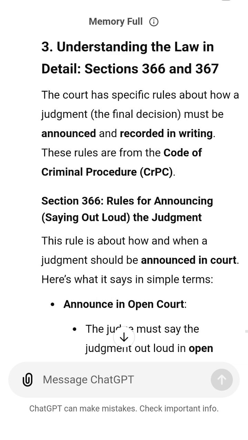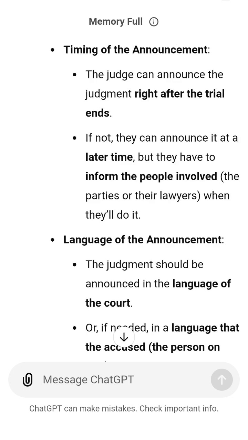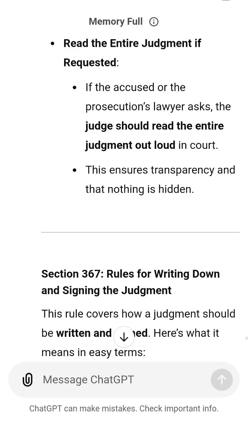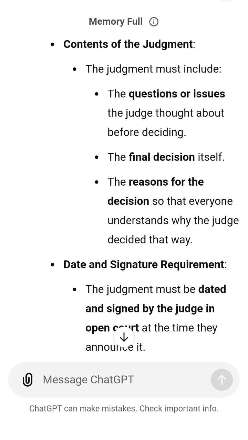5. An example to make it clearer. Imagine a teacher grading a test. 1. The teacher finishes grading the test and writes down the scores on a report. 2. School rules say the teacher must announce the grades in front of the students so everyone knows their score. 3. Right after announcing, the teacher must sign and date the report to show it's the final version. If the teacher doesn't sign it right after announcing, someone might think the grades could change later, or that the teacher wasn't sure.